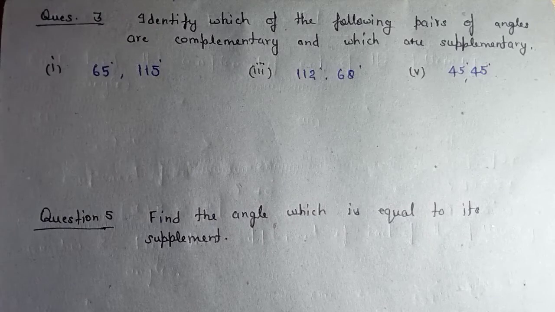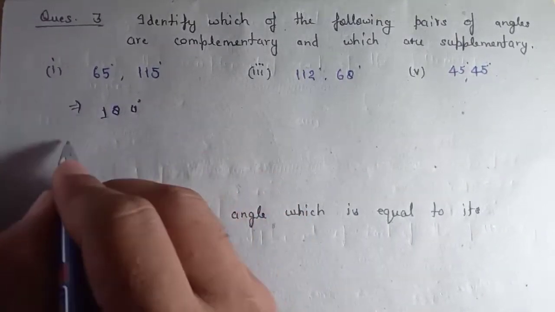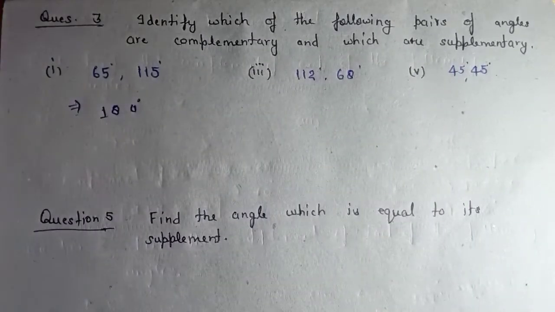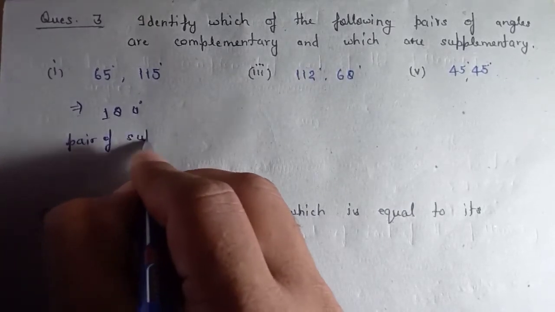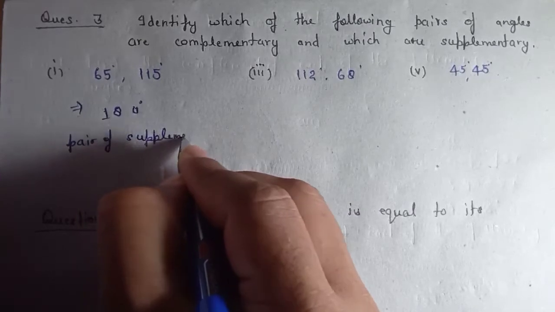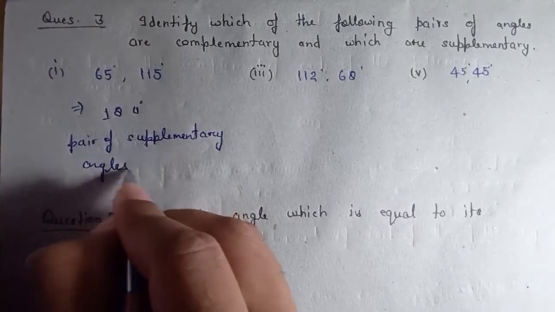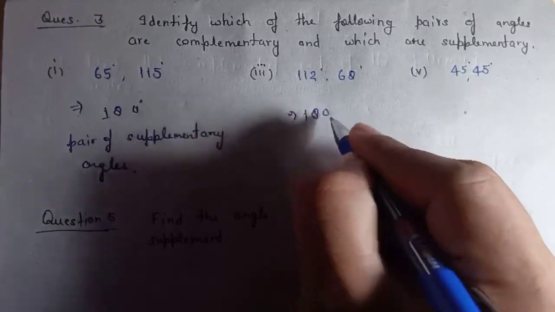We have our third question. Identify which of the following pairs of angles are complementary and which are supplementary. When you add these two angles, you get 180. So these are the supplementary angles, a pair of supplementary angles. If you check here, add these two numbers, you will get again 180. So these are also supplementary angles.